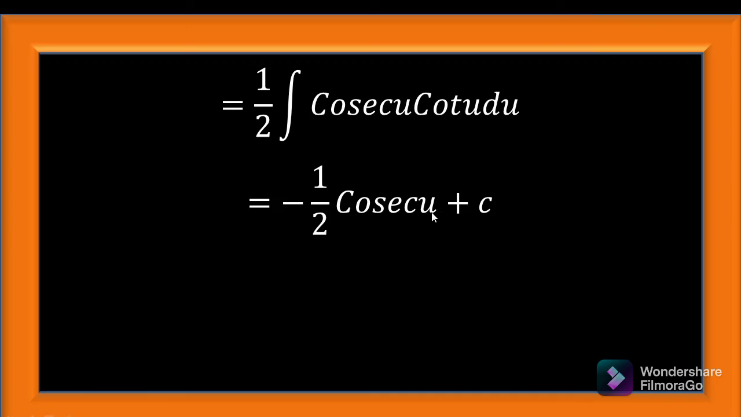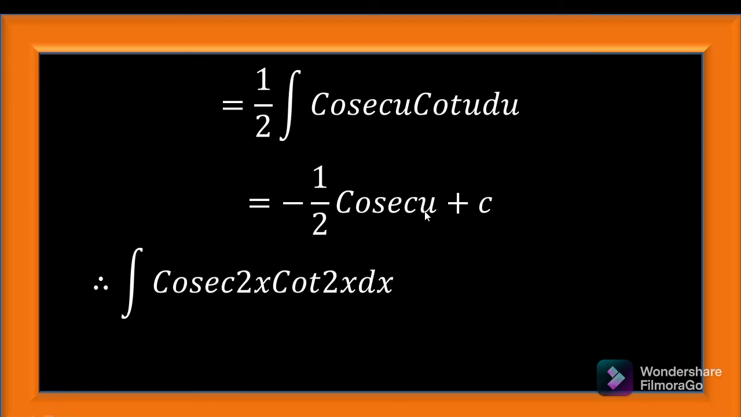But u must be substituted back in terms of x. So it means at the end of the day, we shall have the integral of cosec 2x cot 2x with respect to x equal to negative a half cosec of 2x. I just beg your pardon here.